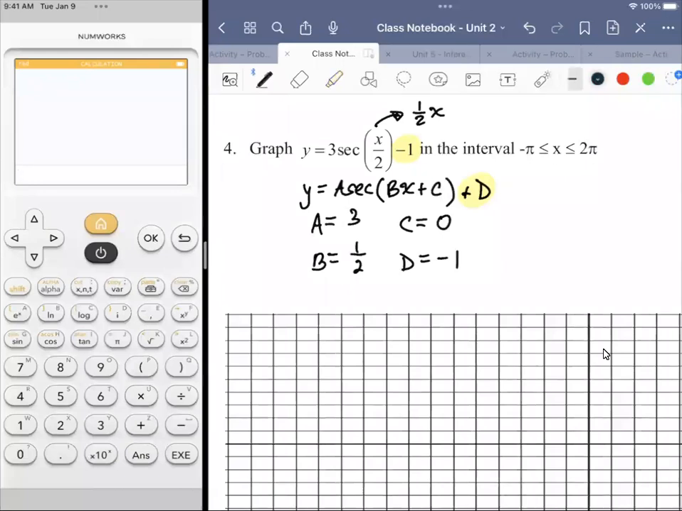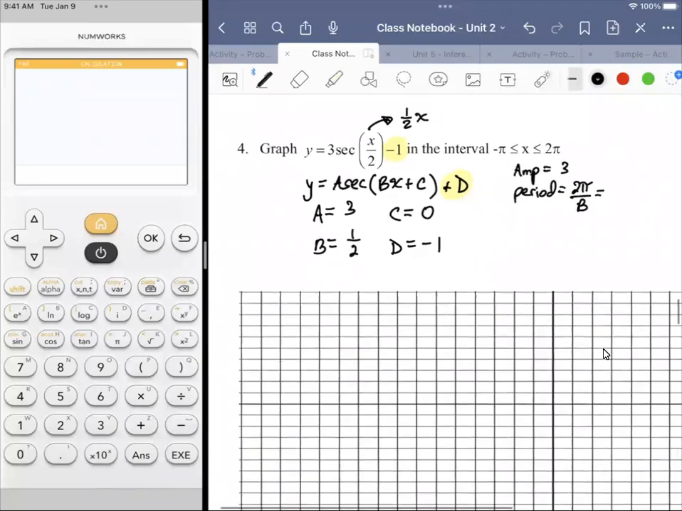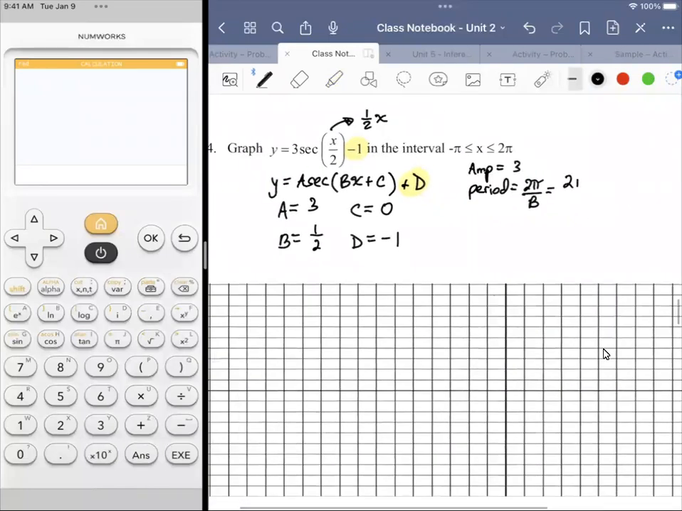All right, so the amplitude is going to be 3. The period, 2 pi over b, that's 2 pi over 1/2, which is 4 pi. Phase shift, we're not worried about. The vertical translation, VT, is -1. All right, so we have the ingredients. If this were actually a cosine function, we have the ingredients necessary to plot it.